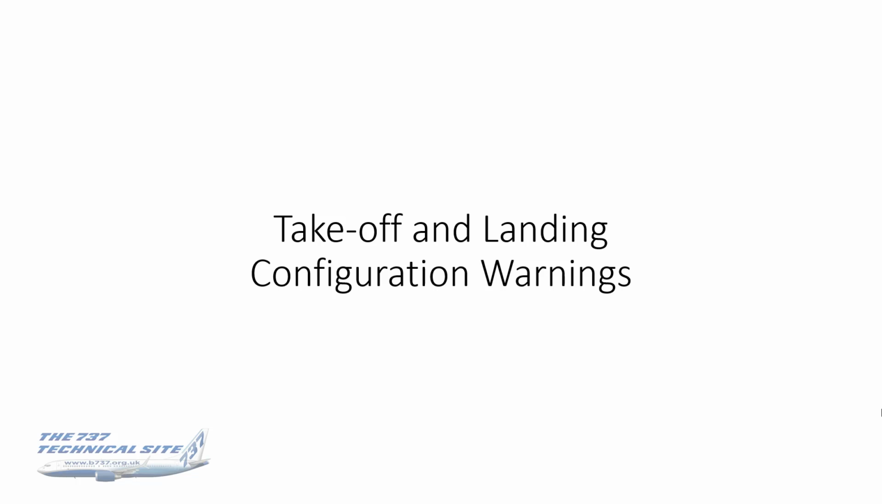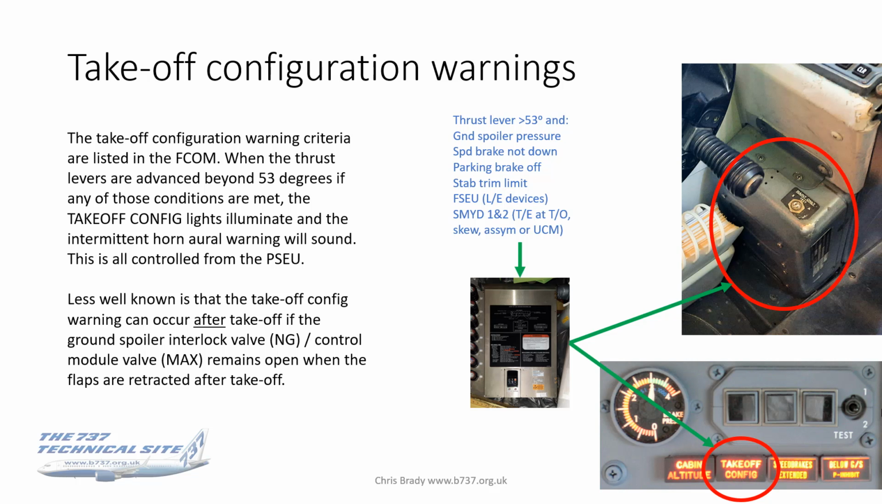Takeoff and landing config warnings. So the criteria which I won't go over again. They're all in the FCOMs. When thrust levers are advanced beyond 53 degrees, if any of those conditions are met, the takeoff config lights will illuminate and the intermittent horn or a warning will sound. All controlled from the PSEU.